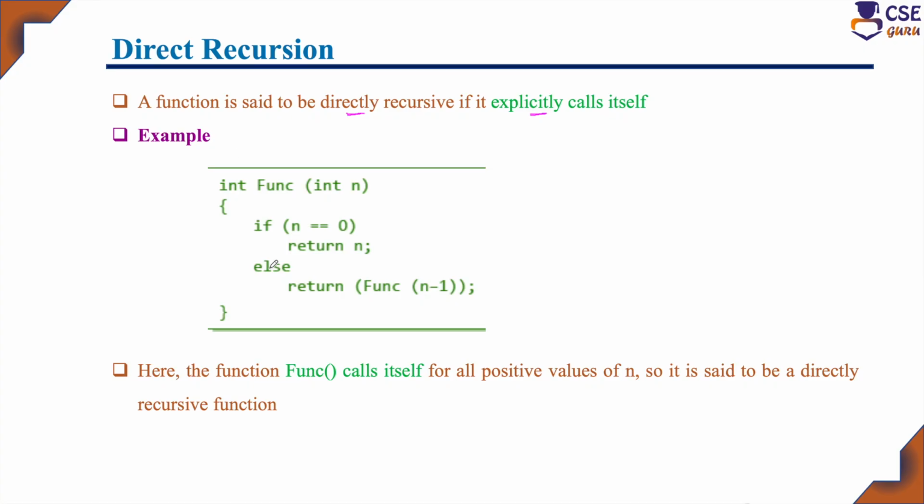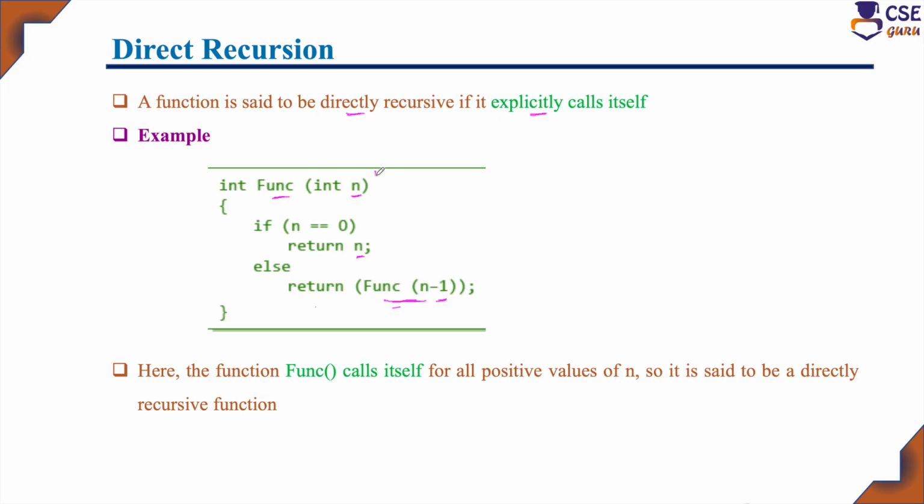Here, considering the example, this is the function. Here you need to pass the n value. If the n value is 0, it will just return n as the result. When you give the input value n as 0, it returns n. Suppose you give a value other than 0 as input, in that case it will return function of n minus 1.